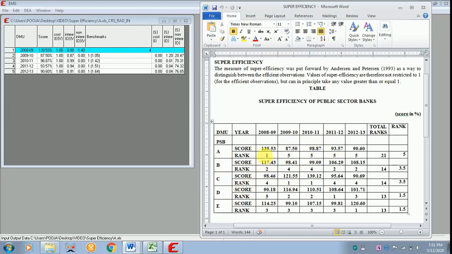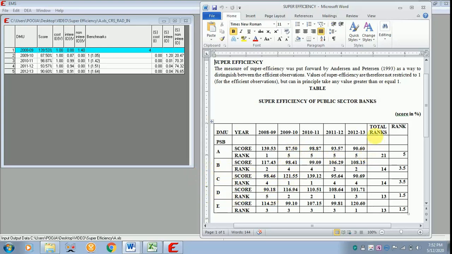So who is scoring more, they should be given the first rank. So in this year, 2008-09, A is getting the first rank, B second, E is third, and fourth is C, and fifth is D. Similarly, you have to do for each and every year as well as for each and every bank.